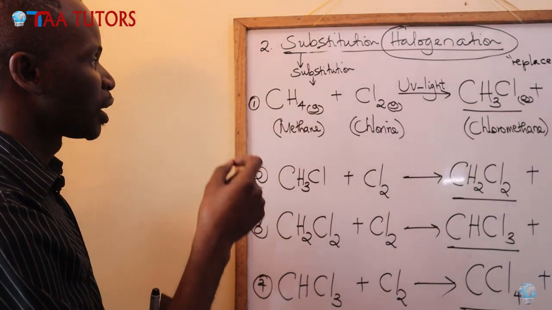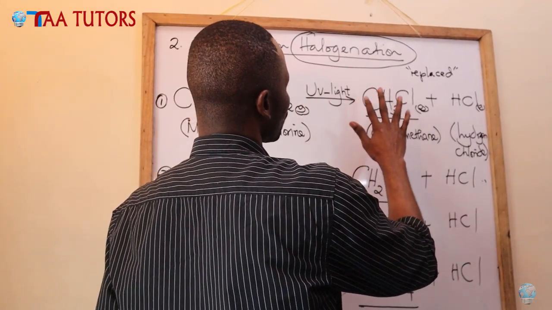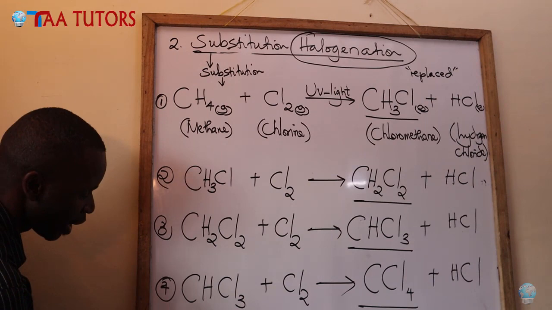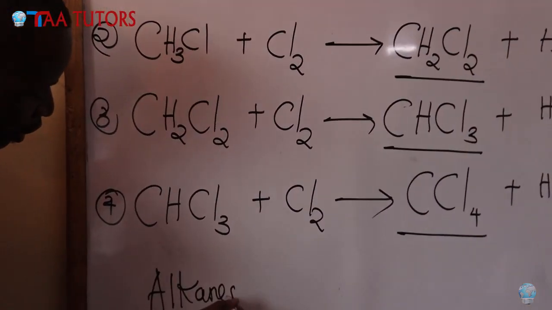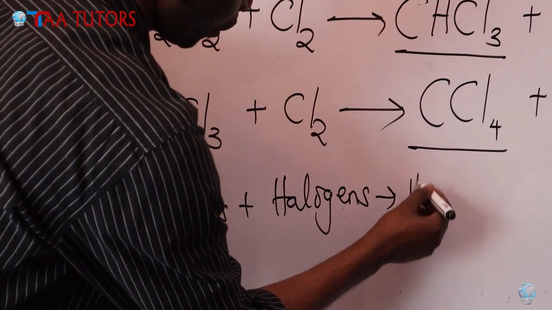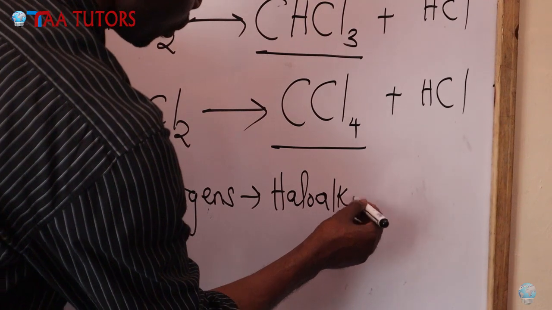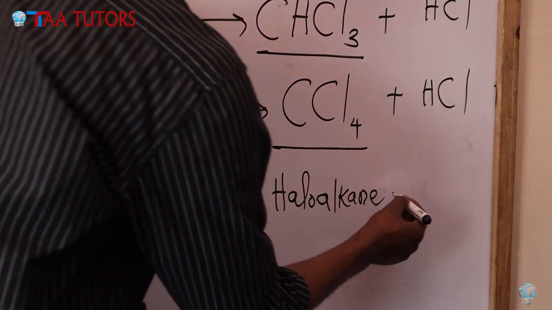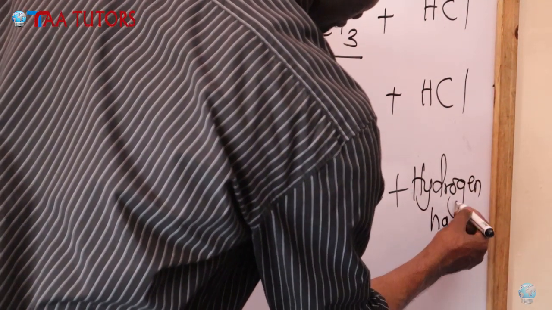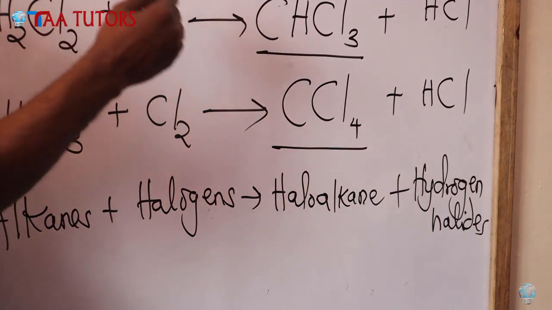And I've said that when you react these alkanes with halogens, you get what we call halogenoalkanes and hydrogen halides. That is a general equation that we can have. Alkanes plus halogens, what do you get? Some people call it halogenoalkanes, some say haloalkanes. So it is up to you to choose which one you want to use. Haloalkanes plus hydrogen halides. Halides are actually the halogens which have gained electrons, meaning they are ions in their nature.